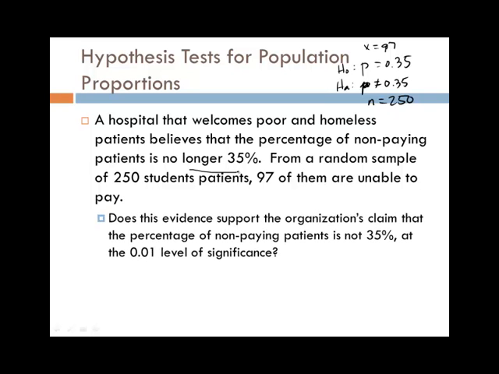Does the evidence support the organization's claim that the percentage of non-paying patients is not 35%? Sorry for the double negative there. If this helps, just say poor patients isn't 35%, which is this claim here, at the 0.01 level of significance.